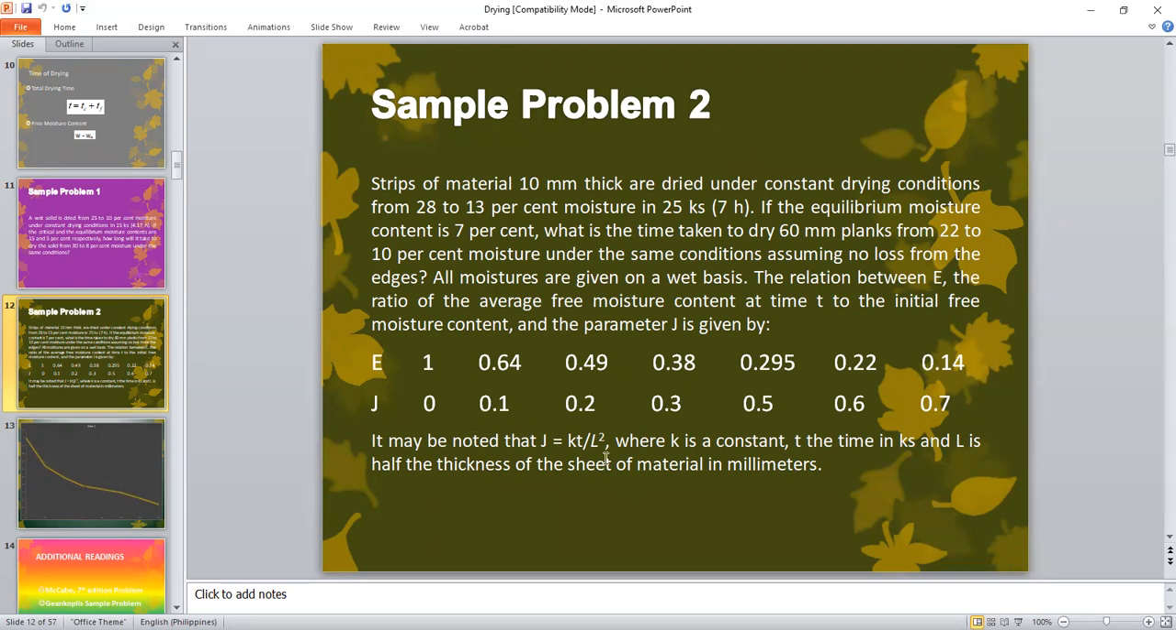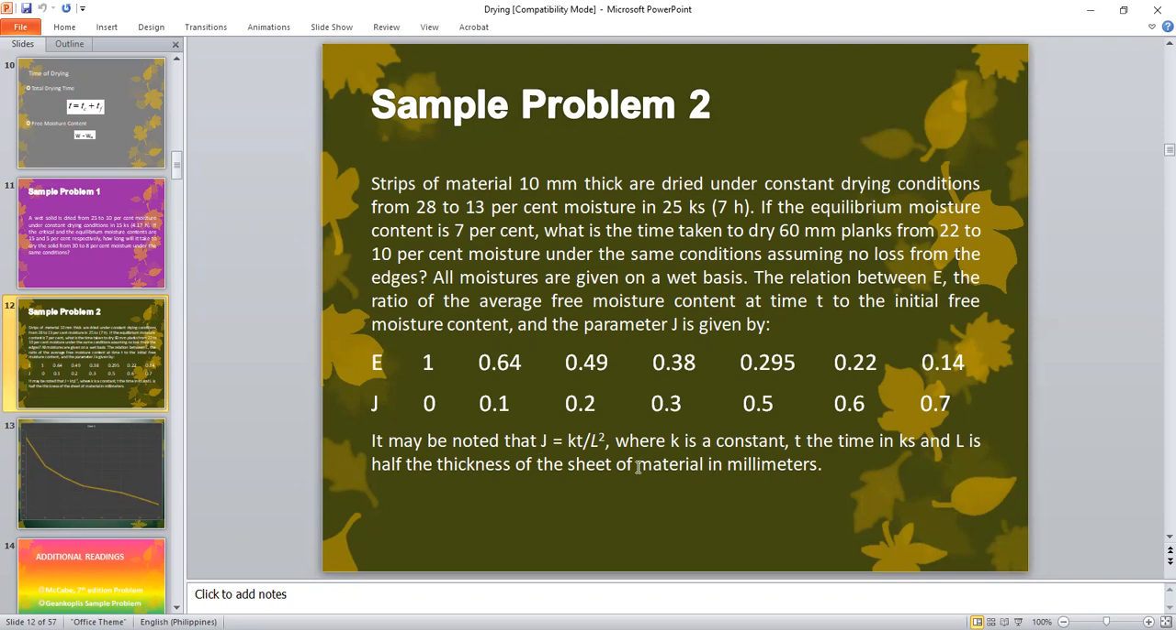But we can say that since this K is a constant, it's a property of the material, the plank that we're talking about in this problem, this K will be the same whether we're talking of this thickness of material, which is 10 mm, or whether we're talking about this material, which is 60 mm. So having said that, we will use the J formula here together with the time and the thickness in the first case.